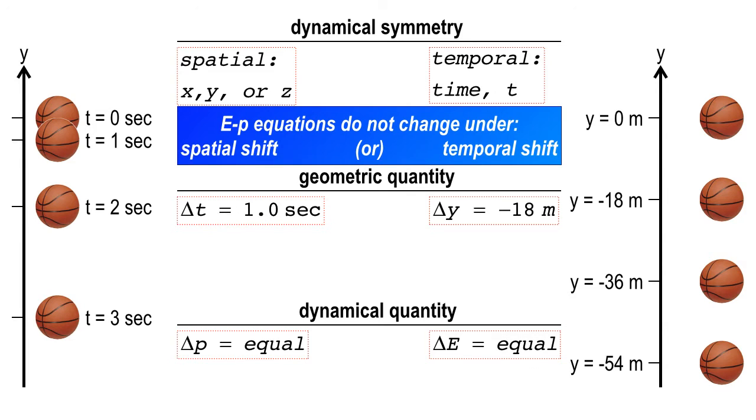Here's one of our simpler equations of motion, 1/2 gt squared, right? Now, if you go forward in time, that's like saying add 1 second to every time measurement that you've got. So that's like having 1/2 g times (t plus 1) quantity squared. And that will change things.